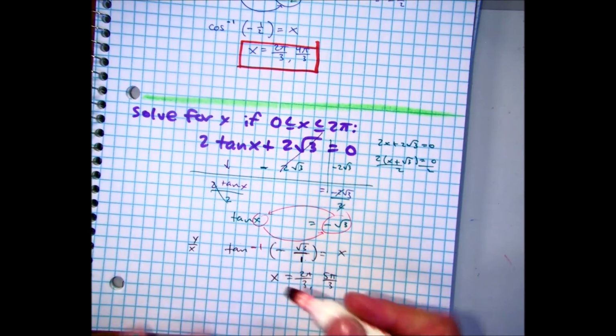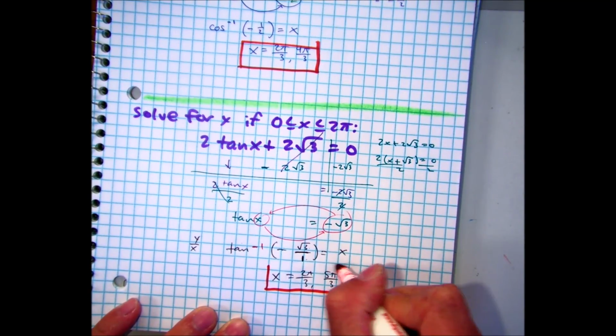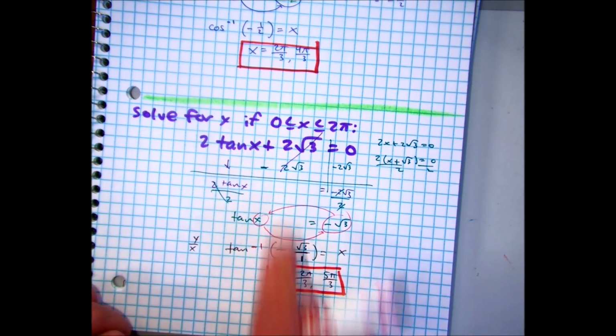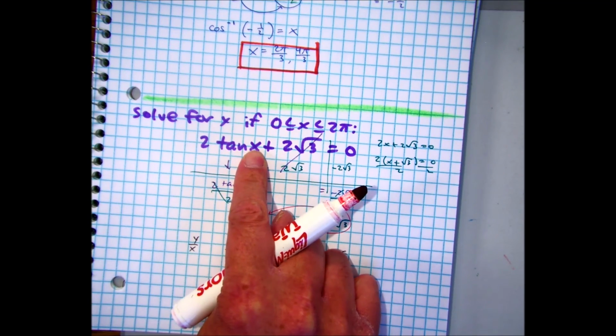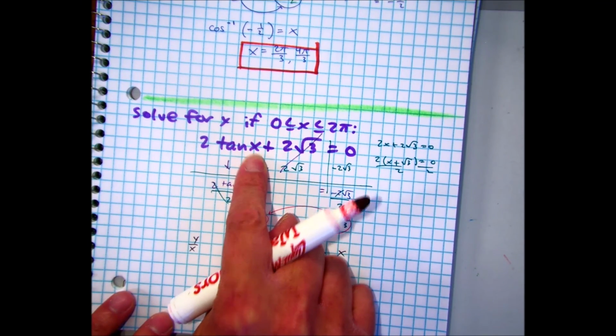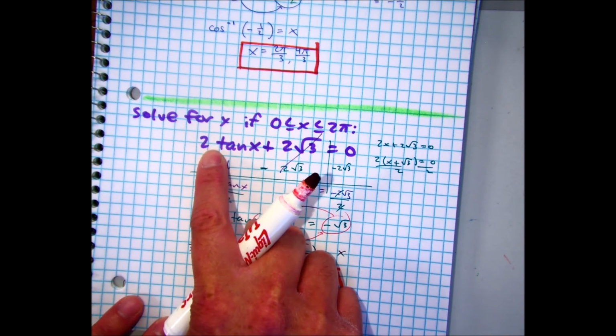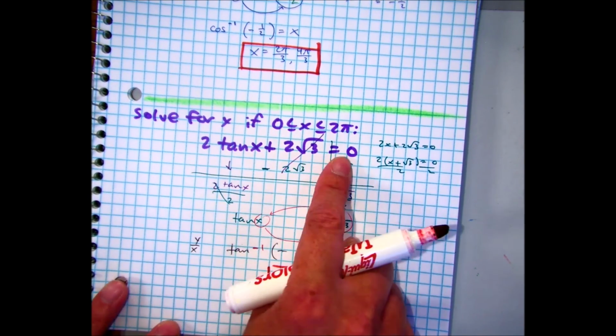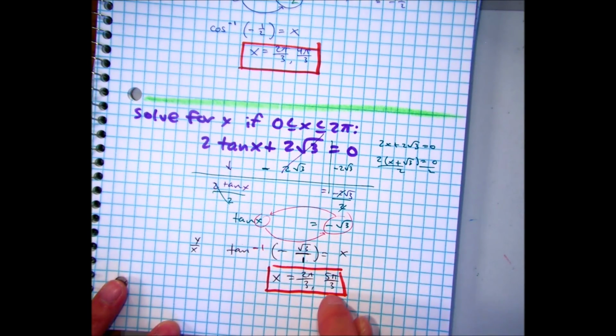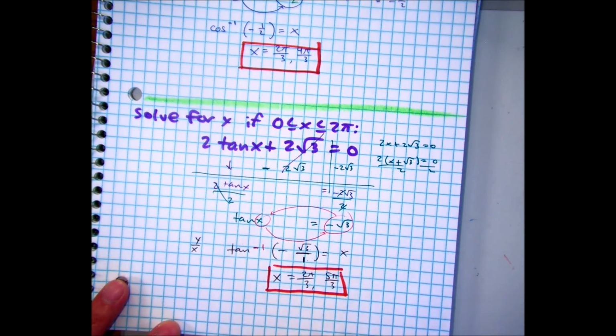It is. You could also take this value and put it in here. You'll get negative radical 3, multiply that by 2, negative 2 radical 3, negative 2 radical 3 plus 2 radical 3 gives you 0. So remember, every time that you solve an equation for x, you can always substitute it back in and simplify your answer.